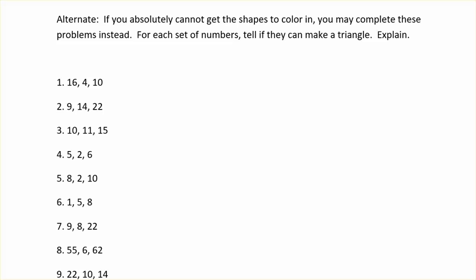If you really can't get the coloring to work, you can jump to page 2 and just do some plain problems instead. For each set of numbers, you can tell if it will make a triangle. And you're going to have to explain your answer. So for example, the one we just did was here number 5, 8, 2, and 10. We just found out that that cannot make a triangle, and we want to explain it. So I'm going to write down that 8 plus 2 is equal to 10, but this can't make a triangle as it must be bigger than 10.